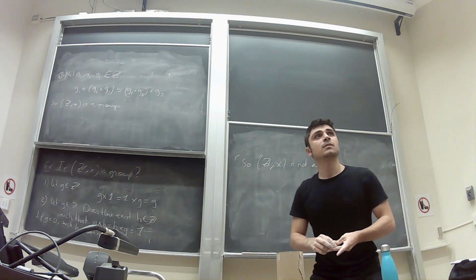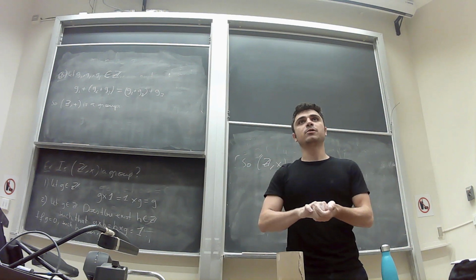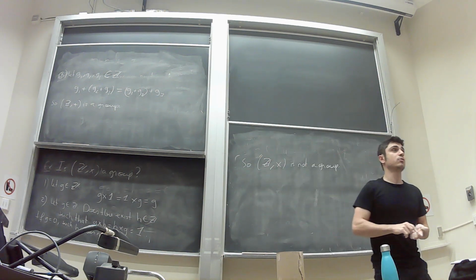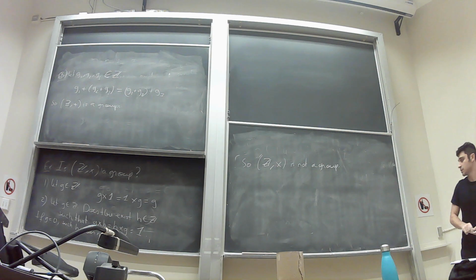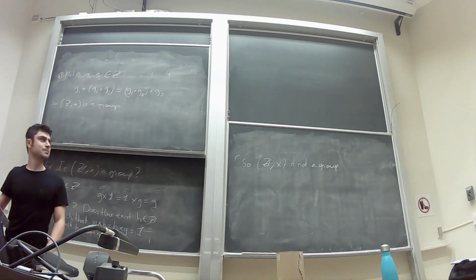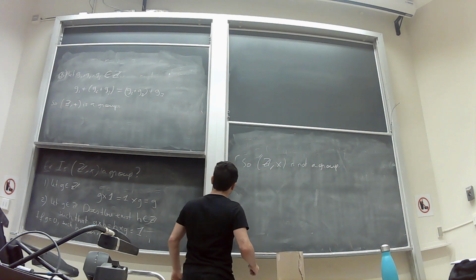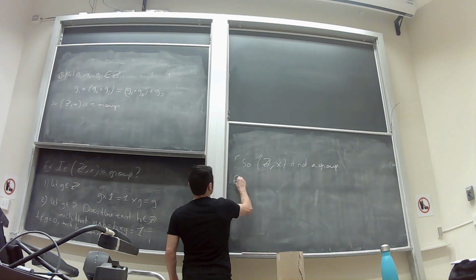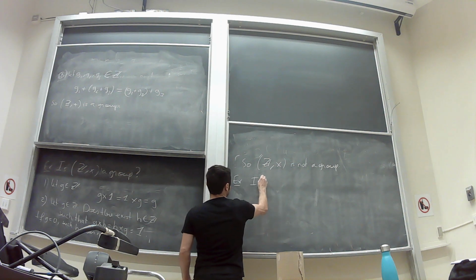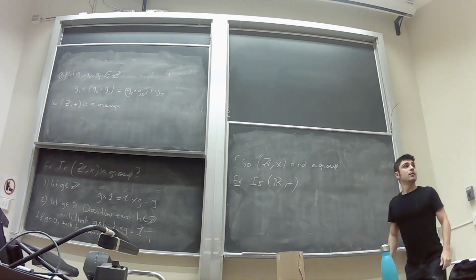So what is a group? It's a non-empty set with a binary operation that satisfies 3 properties. Great. Now let's move on to more complicated stuff. Well, not much more complicated, but is R under addition a group?